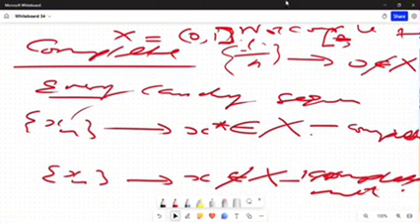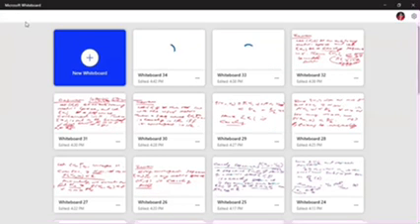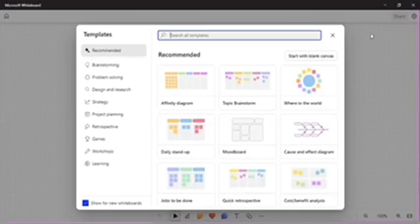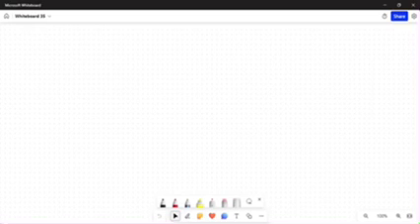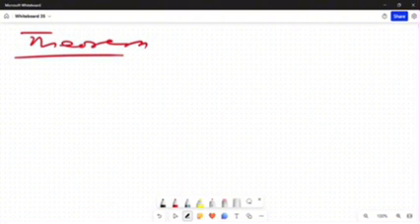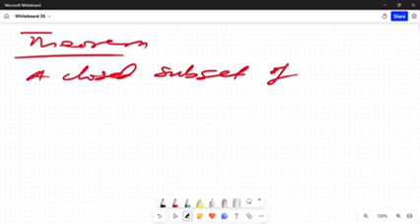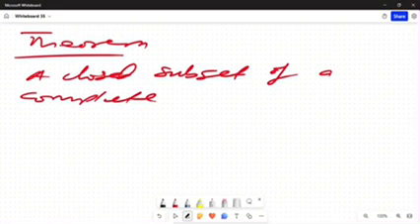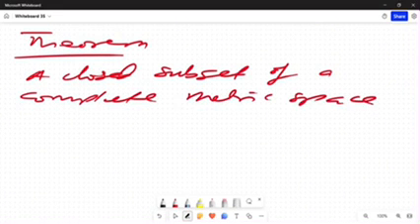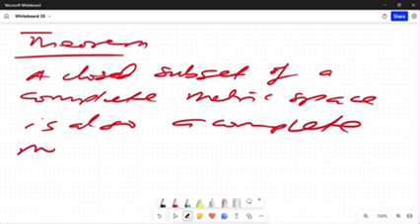Let's look at some results as well. I'll share some slides. This theorem has to do with subsets of complete metric spaces. What becomes of them? Theorem: a closed subset of a complete metric space is also a complete metric space.